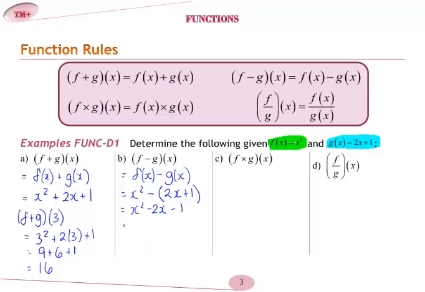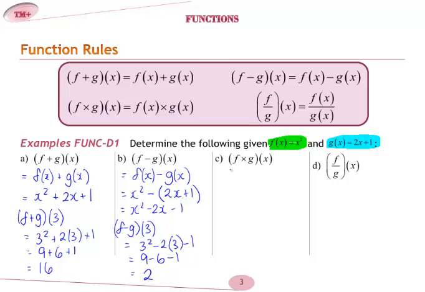And again, if you were finding f take g of 3, you would just substitute in. So 3 squared minus 2 times 3 minus 1. So 9 minus 6 minus 1, which is 2. Okay, and you could prove that that's the same. If I actually went f of 3 minus g of 3, I'd also get 2. So you can prove that you're right, and that's shown in the textbook. If you want to see what I mean, have a look there.